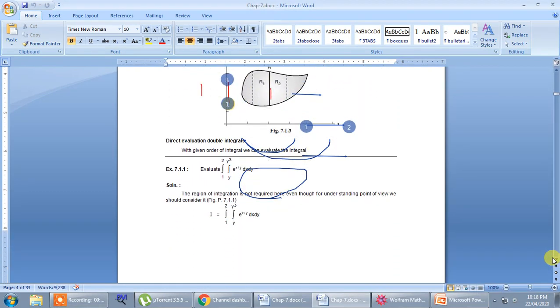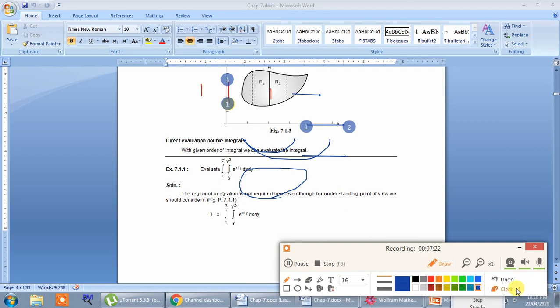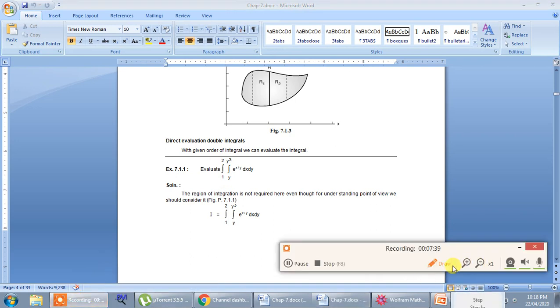After this, let us have the first problem pertaining to direct evaluation of double integrals. Before that, let me clear all of the profiles. So my first problem is to evaluate a double integral like this: integration from 1 to 2, integration from y to y cube. Note that here we have two integrations. One I am going to call the outer integration limit, whereas this is the inner integration limit. So we have two integrations, one outer, the other inner.